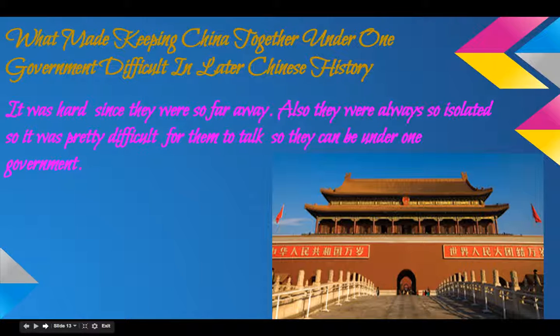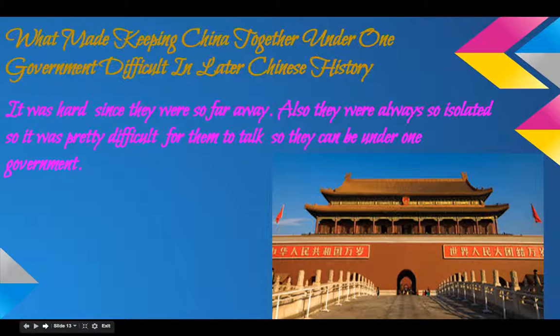So here's our next question. Because China was so isolated, there's a couple of questions we need to think about. What made keeping China together under one government difficult in Chinese history? So we'll get into some of the political things. One of the reasons it was so hard to govern is that it was so spread out. When you've got that much land to cover, it makes it very difficult to govern all the people there. And when travel is not very easy, how are you going to tell people the rules and the laws and things like that? So it was really difficult to keep everybody unified under this one government.